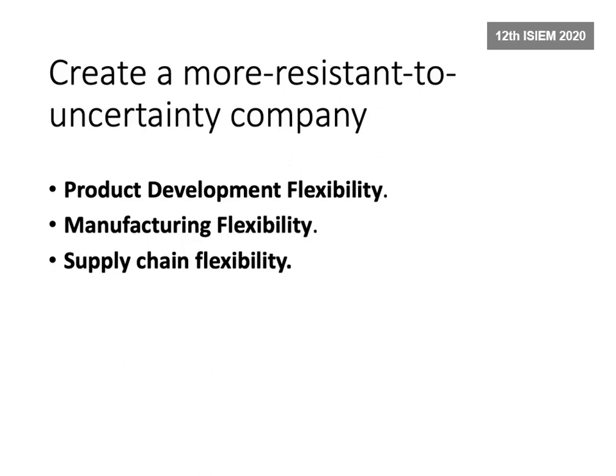So how can we create companies that are more resistant to uncertainty? The first one, we talk about product development flexibility. Companies must have the competence and capability in developing flexible products in a highly competitive market characterized by increasingly shorter product life cycles. The company must be flexible in modifying products, designs, or even producing new products altogether. In this case, a fast and valid product development process is needed.